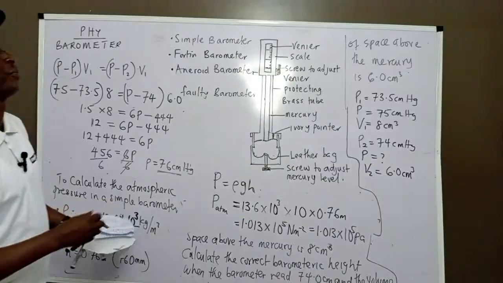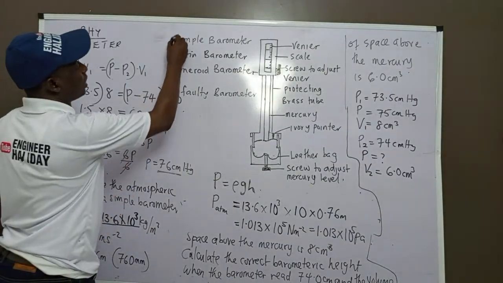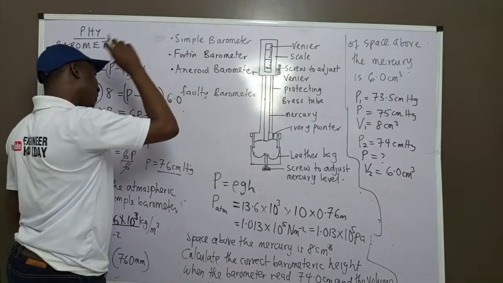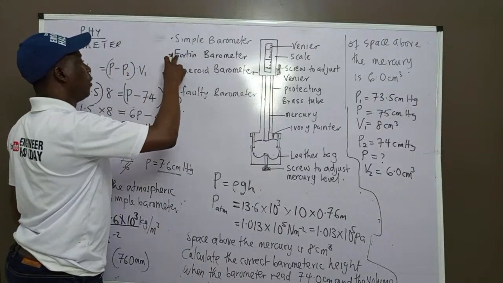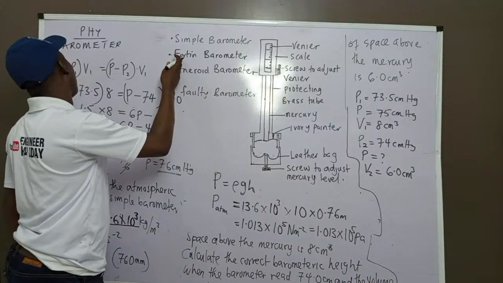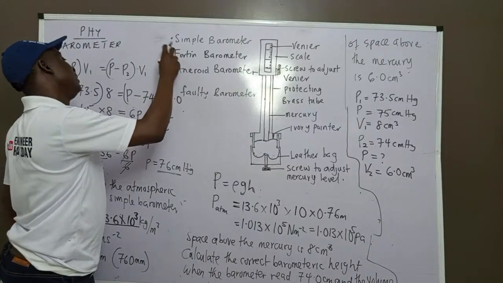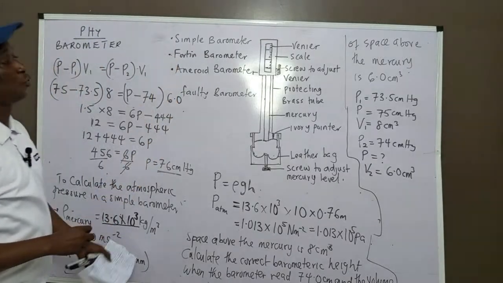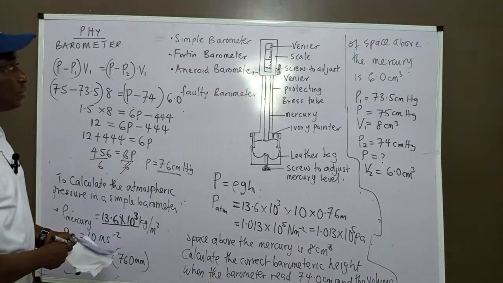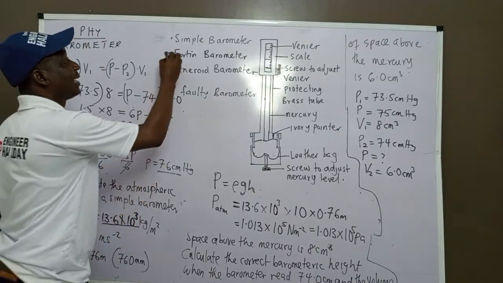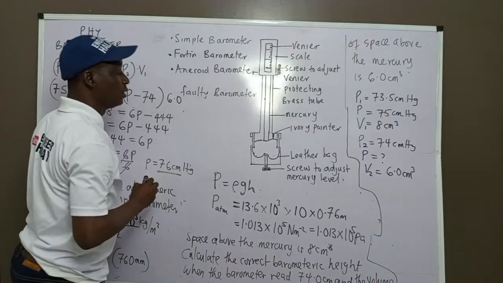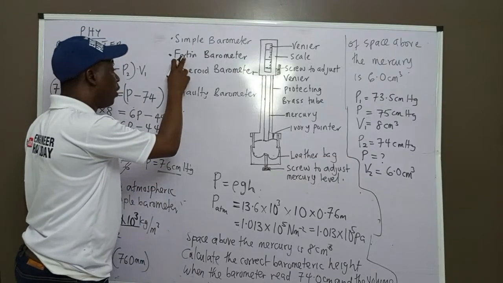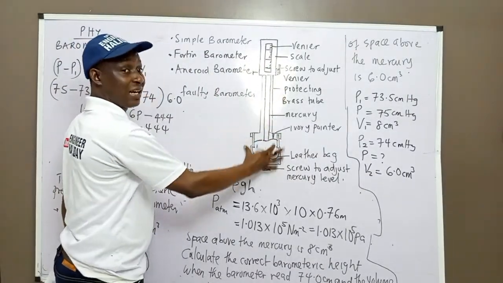So that means the difference between this one and number one is that this one can measure atmospheric pressure accurately. Number two, it is used in the laboratory, so it's a laboratory barometer. It's very, very accurate. That's another thing about it. The floating barometer, although it uses mercury, like what you are seeing in the diagram here.